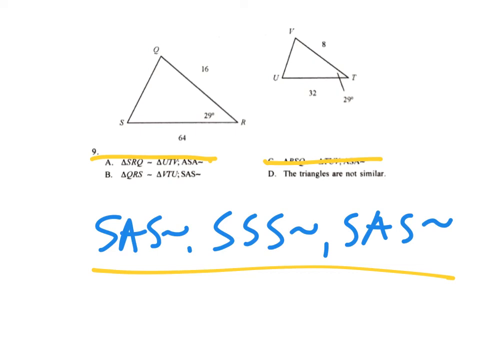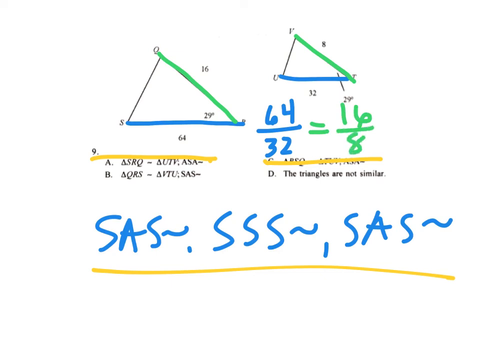When you are using side angle side, you need to look at the proportions of your sides again. So I see 64 and 32 are in the same spot, so I'm going to do 64 divided by 32. And then I see that 16 and 8 are in the same spot, so we're going to do 16 divided by 8. Now if I simplify those fractions, the first one equals 2, the second one equals 2. So my two fractions are equal, which is great. I also noticed that this angle is 29 and this one's 29, so those are also the same. So my triangles are going to be similar.